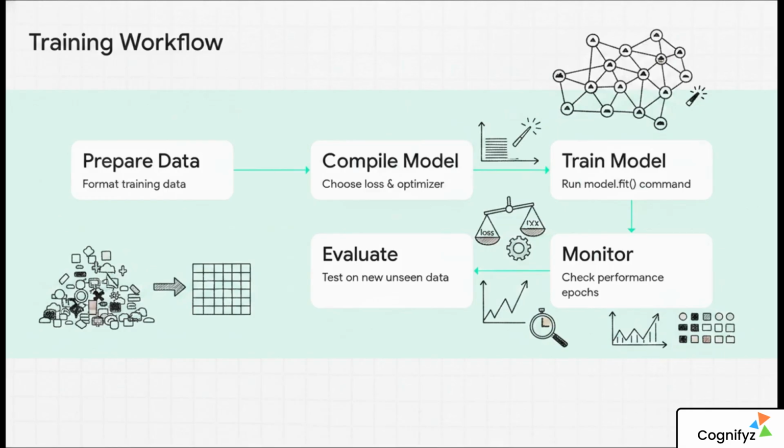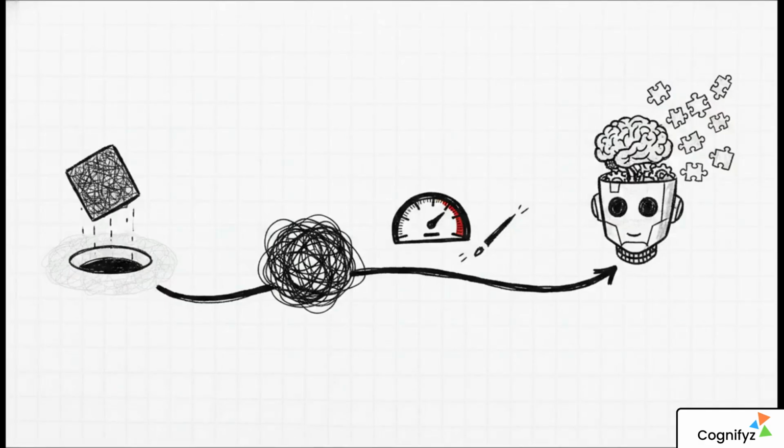First, you prepare your training data. Next, you compile your model. This means you choose a loss function to measure exactly how wrong the model's predictions are and an optimizer to help it correct those mistakes. Then comes the real magic. You train the model using model.fit. As data flows through the network, it calculates its loss, updates its internal parameters, and actually improves its predictions over time. You monitor this, and finally, you evaluate the trained model on new data to see how well it truly learned.